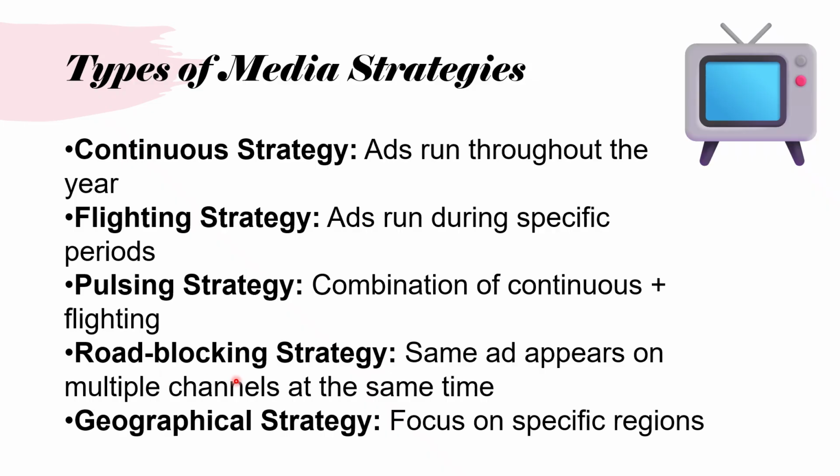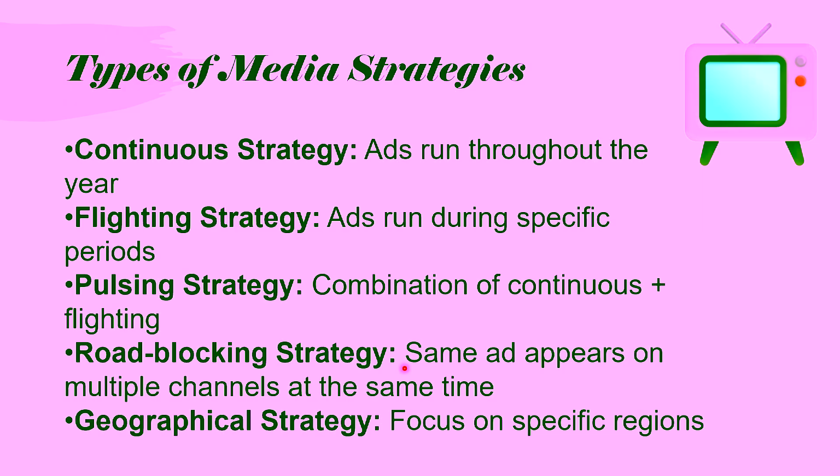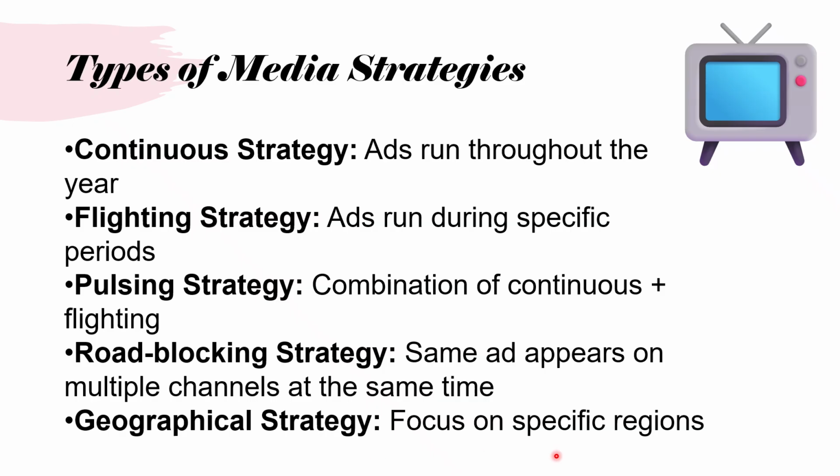Then our roadblocking strategy. The same ad appears on multiple channels at the same time, creating high visibility. Like during IPL, Dream11 and Cred, they often roadblock the prime time slots, which means no one else could actually take the slots. Then is geographical strategy. Here advertising focuses on specific regions, like DMart promotes city specific offers. Regional dairy brands, they promote only within the state. So these strategies, they help the advertisers decide the best approach for timing and placements.